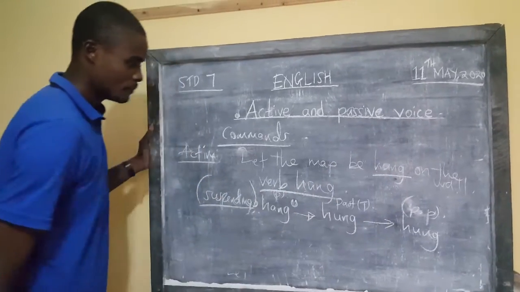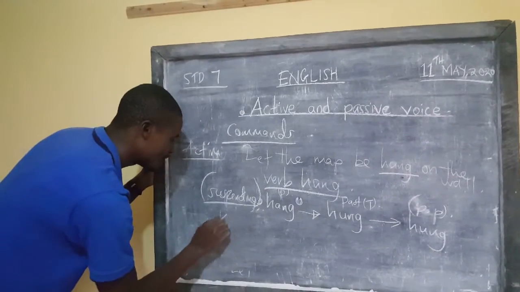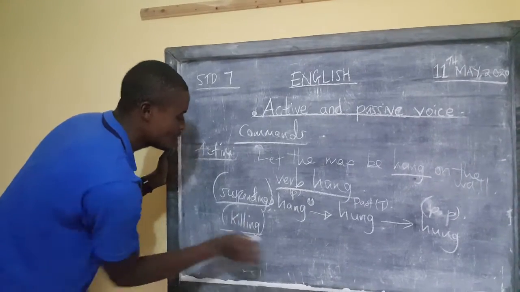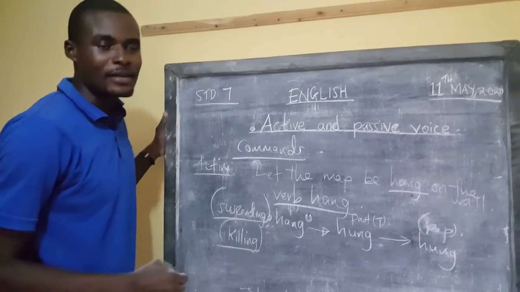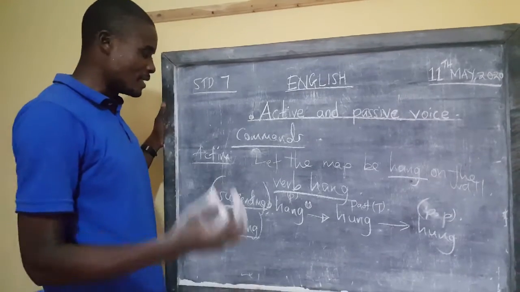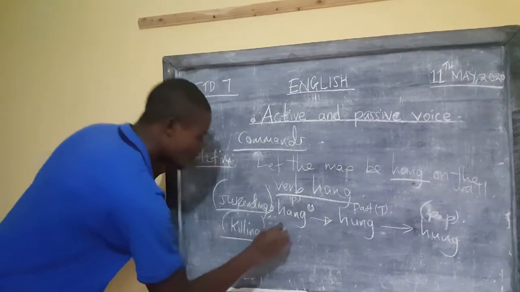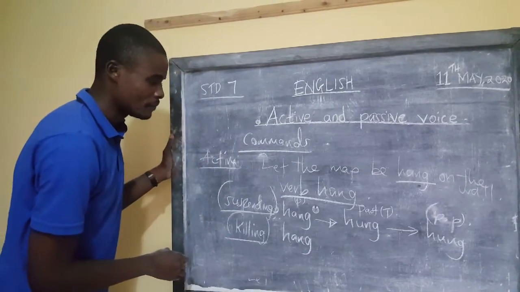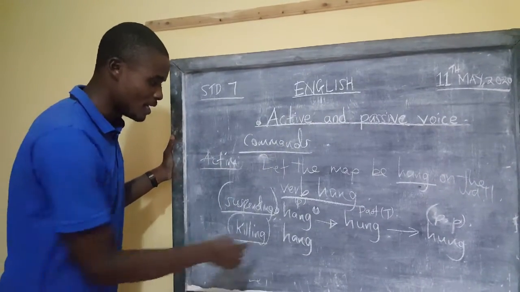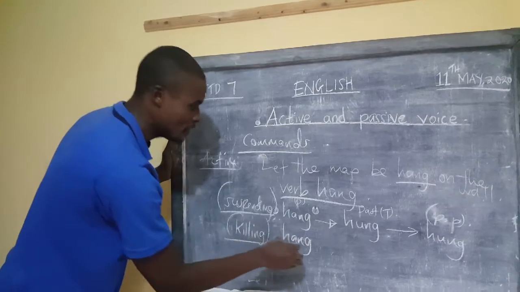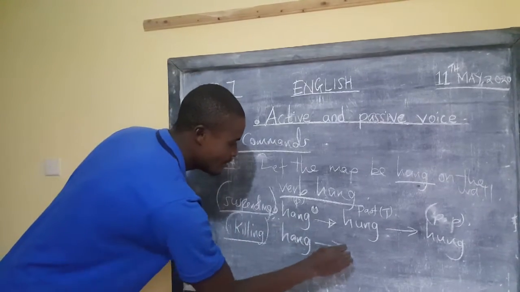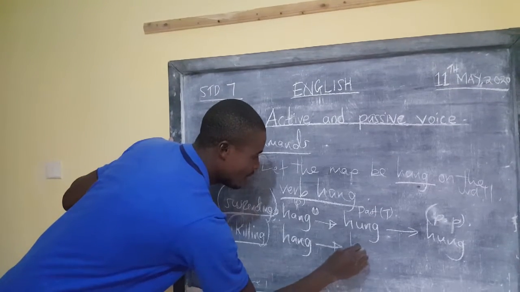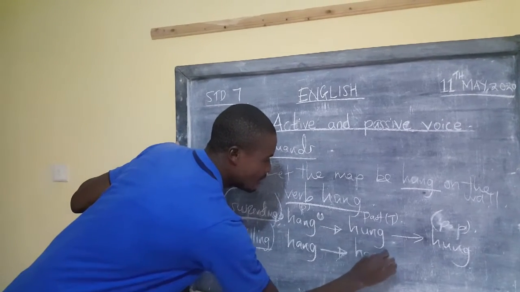Hang with U. When it comes to hang for killing, we have another hang for killing. Like you know that long time ago thieves were being hanged when they made certain offenses. So we talk of the word hang, that's the root verb. We will hang you tomorrow. That's the root verb. So it becomes the same hang as the word for suspend. The past tense of that hang will become hanged.